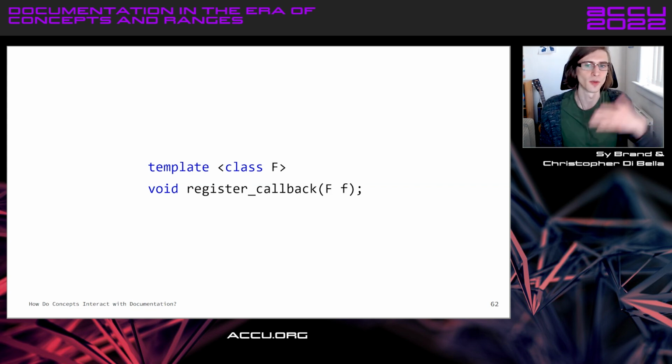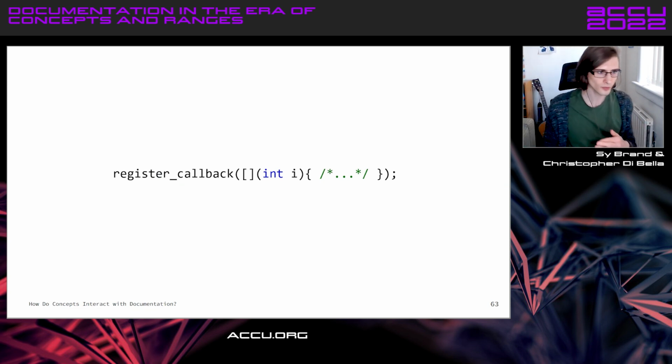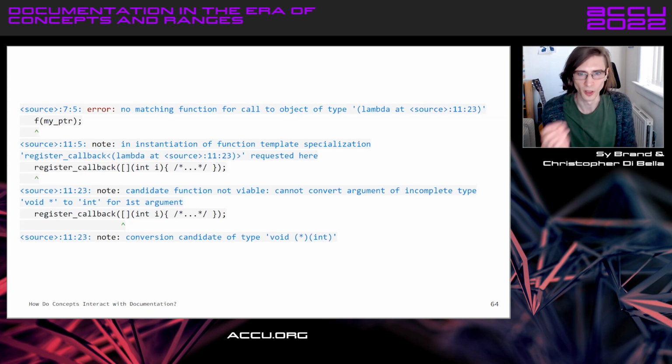So let's say, okay, we just try something. We pass it a function which takes an integer and we get a compiler error. All right, what went wrong? Let's have a look at this compiler error. Well, no matching function call. And then there's a bunch of stuff in the initialization of function template specialization, candidate function not found. And we have to dig kind of deep to work out exactly what's going on here. Cannot convert argument of incomplete type void star to int for first argument.